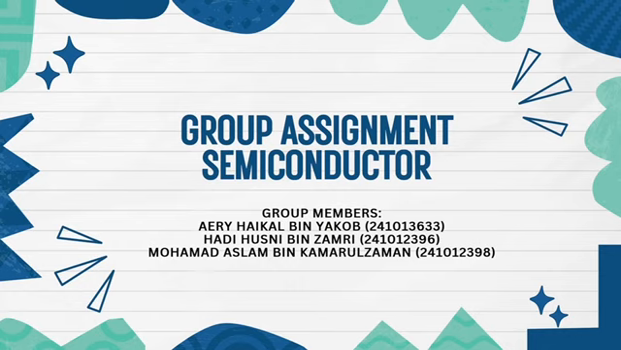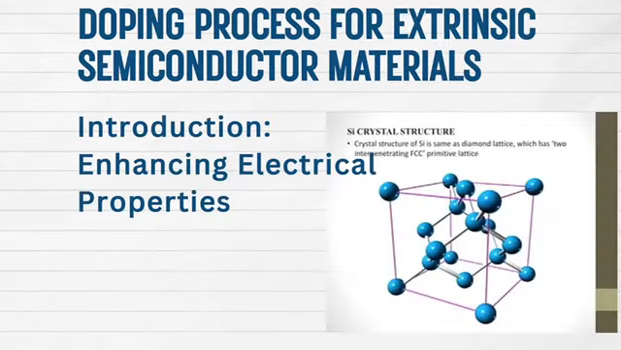And today we are going to present our group assignment for semiconductor physics, which is the doping process for extrinsic semiconductor materials. As an introduction to everyone, we have prepared a crystal structure for silicon, which can be seen here. It is a diamond lattice, which has two FCC primitive lattices.